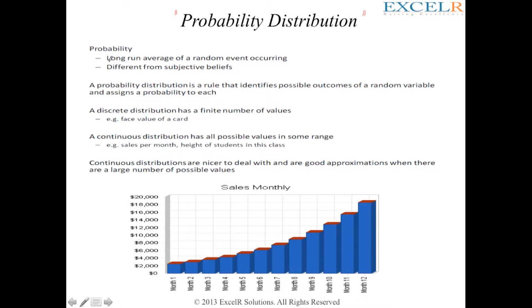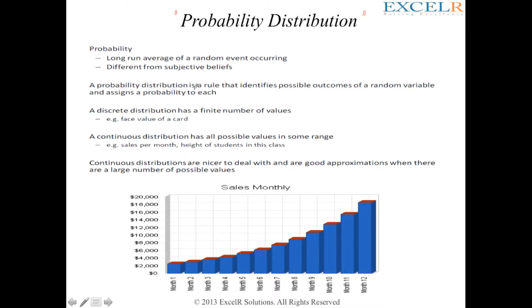Probability is nothing but the long run average of a random event occurring. It's different from your subjective beliefs. Now let us understand these things using a lot of additional examples, right? In the next slide, I'm going to explain a little bit more about probability, etc. But until then, please hold on to your horses.